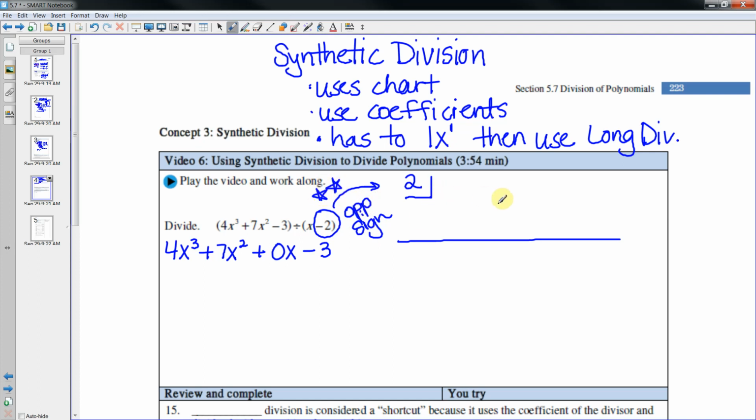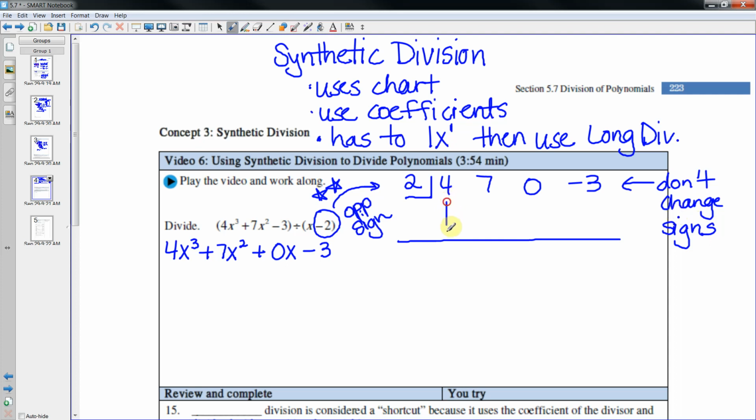Now, out beside the corner box are going to go the coefficients of what would be the numerator. So these coefficients, no x's in there, just the coefficients. So 4, 7, 0, and -3. And we don't change the signs on these. Now, what comes next is just the process of synthetic division.